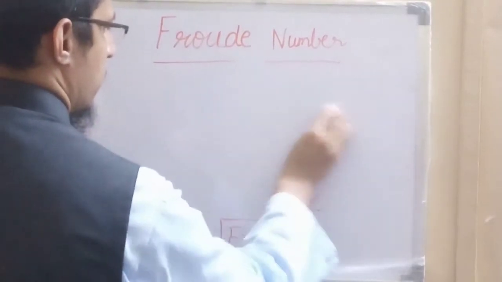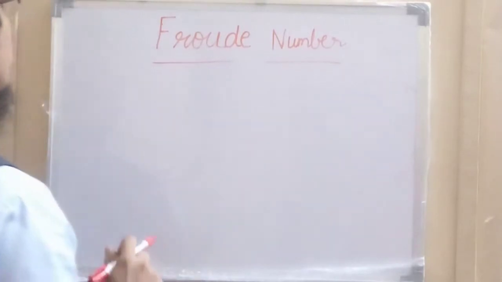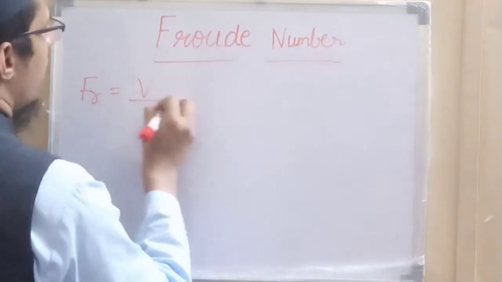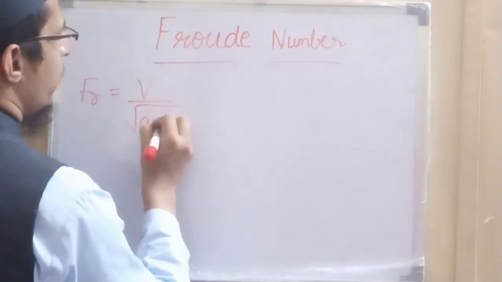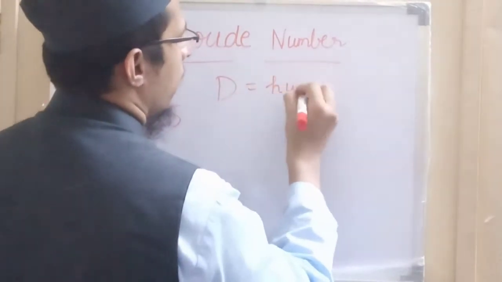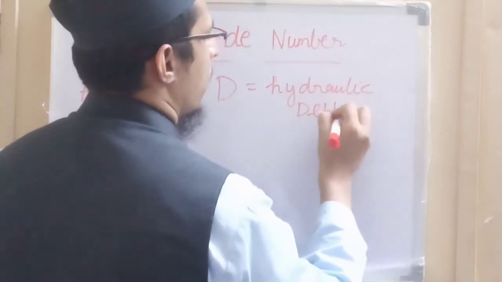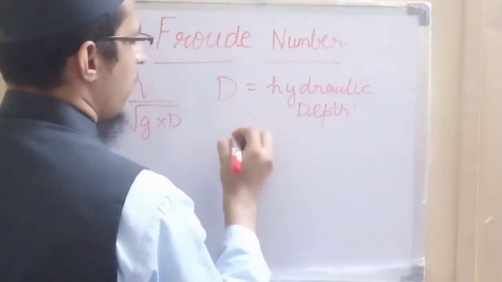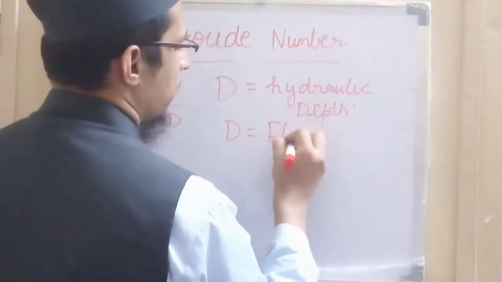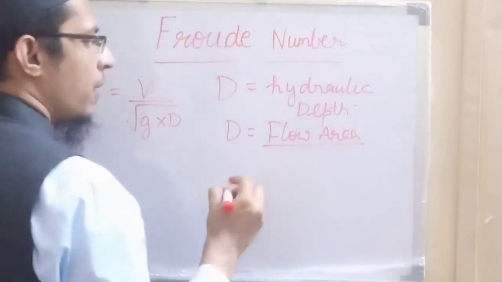Now using this expression in case of open channel flow, Froude number will be equal to velocity upon root g into d, where d is the hydraulic depth. What is hydraulic depth? Hydraulic depth d is equal to the ratio of flow area and top width.